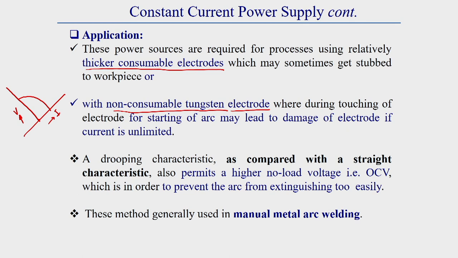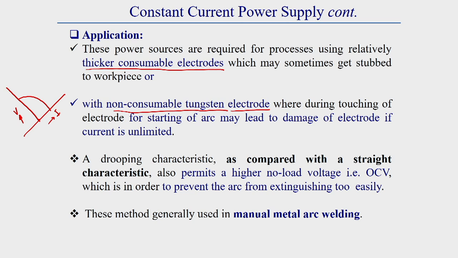If you use this, then for arc starting, we can reduce the damage of the electrode, since the current is not unloaded. If we use this power source, we can reduce the chances of damage to the electrode.